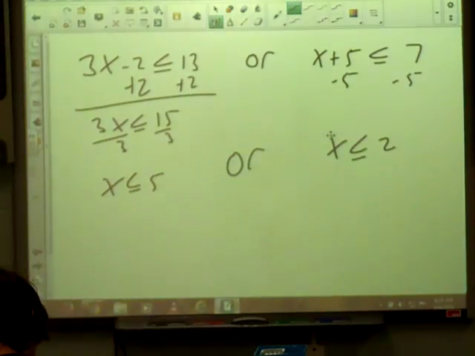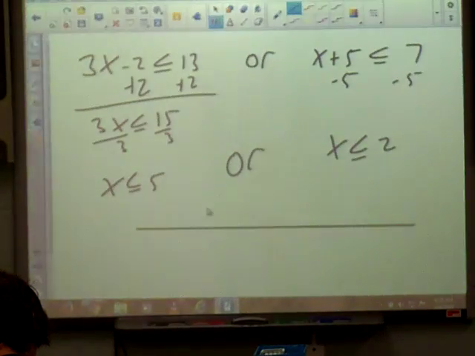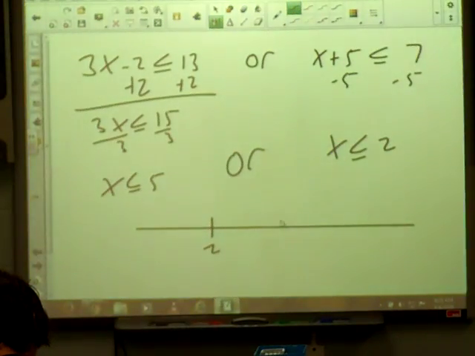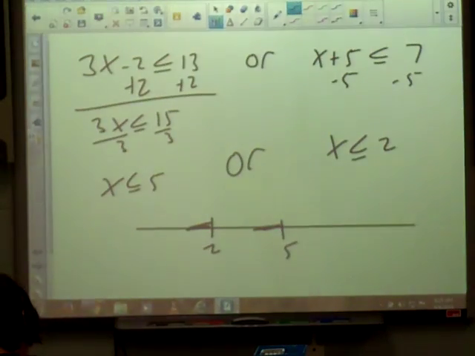Now remember on that last one, I told you most of the time the graphs will go opposite directions. This is a weird one that we've got here. If I go to my number line, 2 is smaller than 5, so 2 will go on the right. This says x is less than or equal to 5, so less than 5 starts to the left. This one says x is less than or equal to 2, so less than 2 starts to the left.